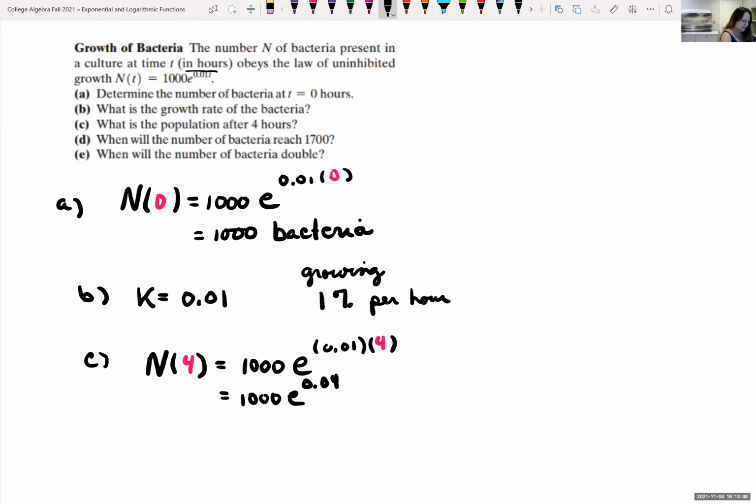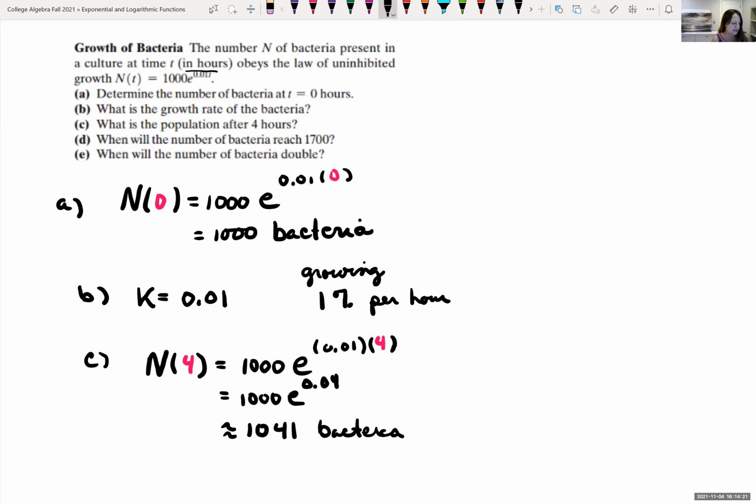And so doing that, after 4 hours, there's going to be approximately 1,000 times e to the 0.04. I'm going to round up, so I have 1,041 bacteria. So the population of the bacteria is 1,041 after 4 hours.